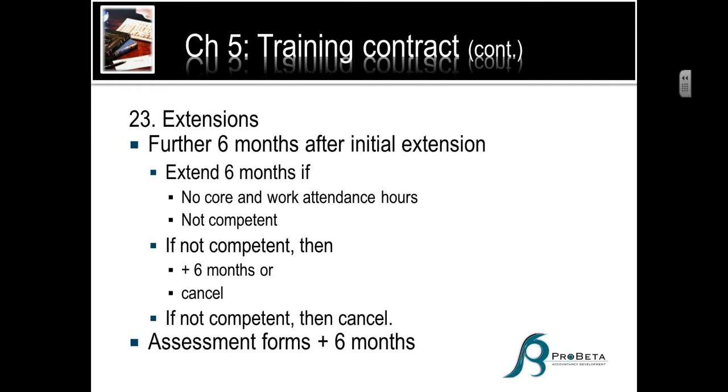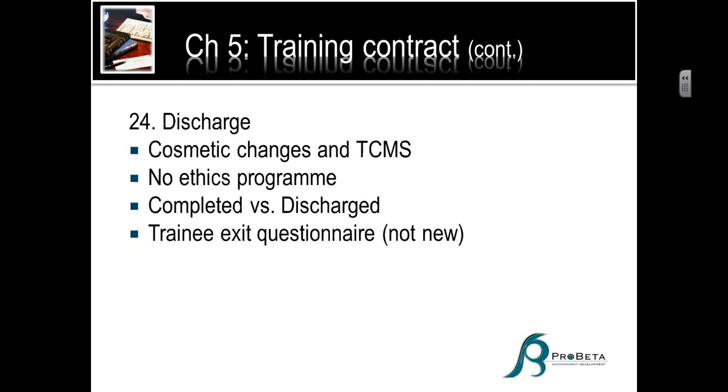And also they've brought in a bit of clout for the assessment forms: you can extend them, basically penalize them by 6 months, if they don't bring in the assessment forms on time.